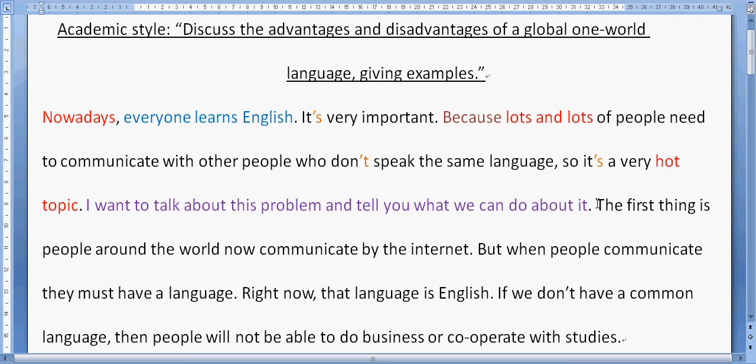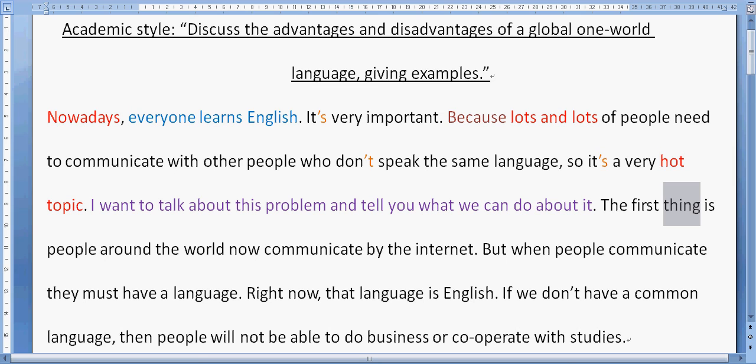Okay, next thing. The first thing is people around the world now communicate by the internet. Thing is also very spoken language. It's not particularly academic. So we'll put this in red and we'll change it to something more academic very soon.